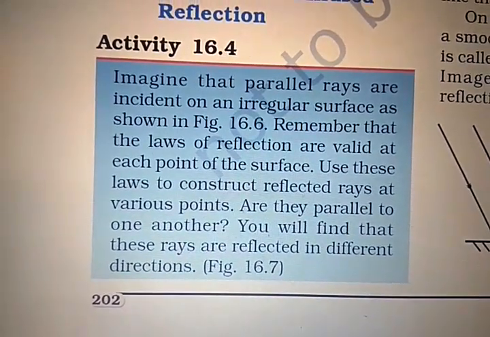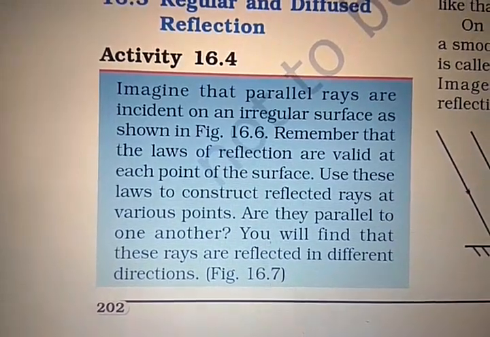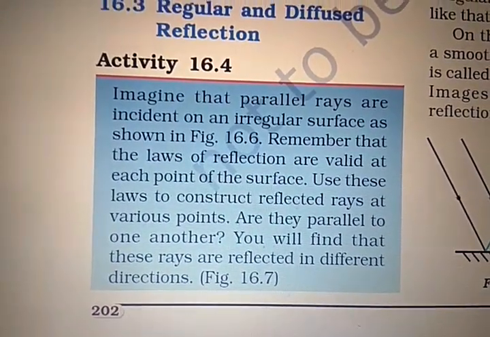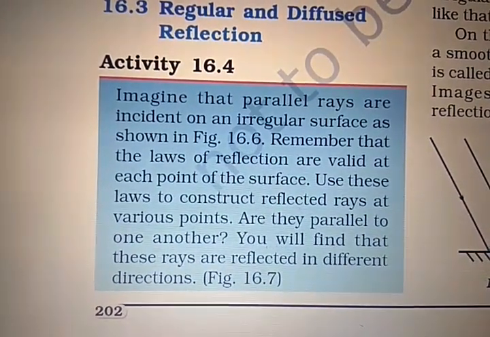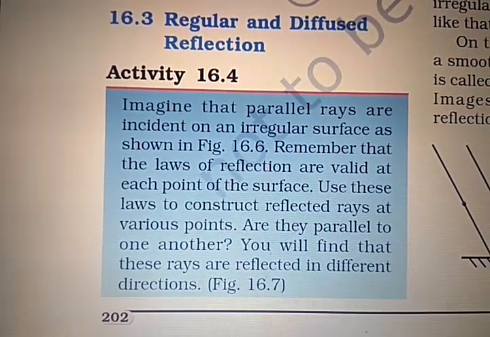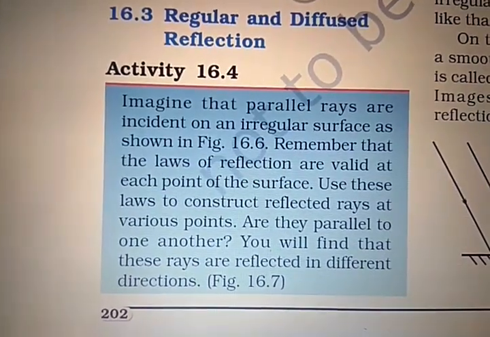So remember that the laws of reflection are valid at each point of the surface. Use this law to construct reflected rays at various points. What is the law of reflection? The angle between the incident ray and the reflected ray is equal, meaning the angle of incidence is equal to the angle of reflection.